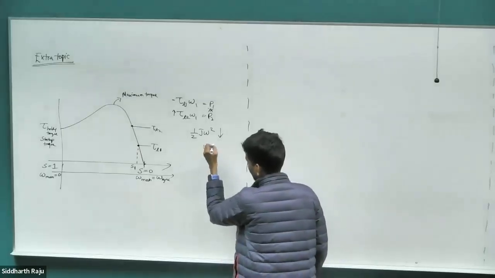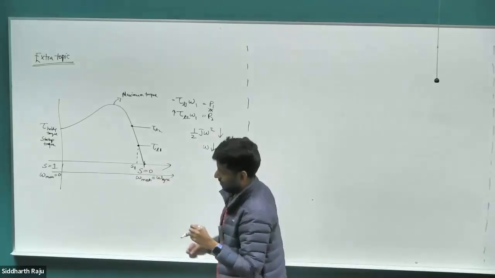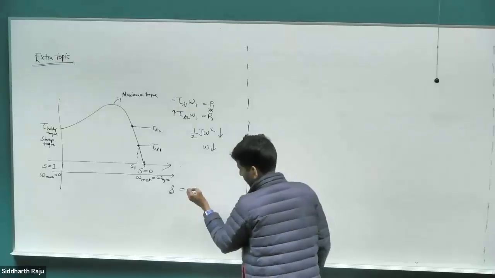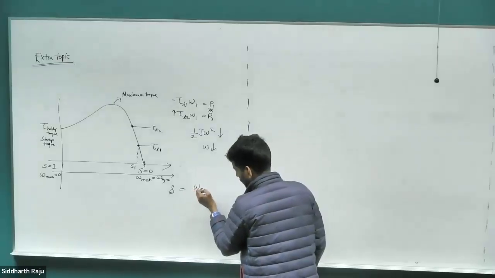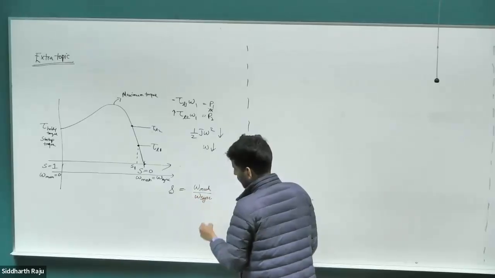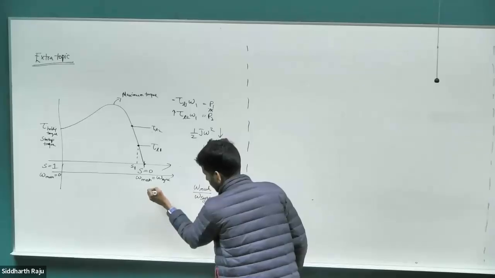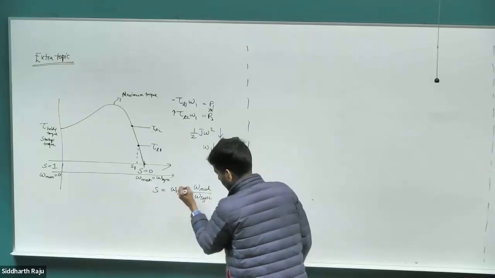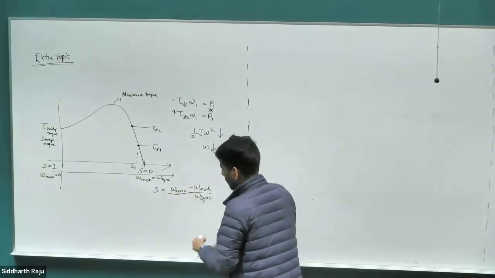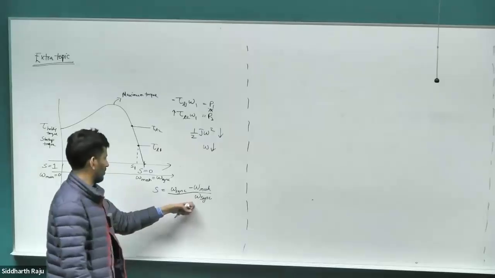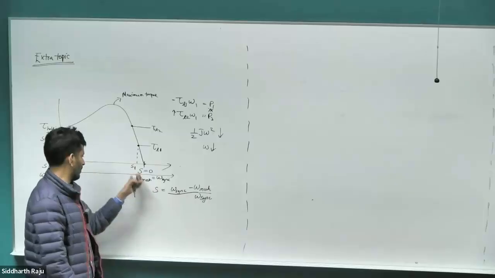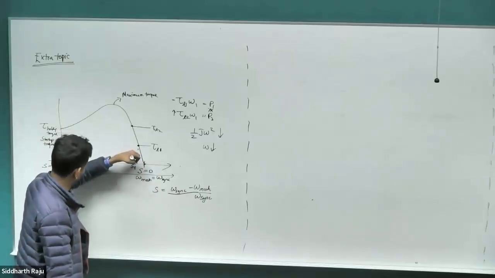So if the speed starts to come down, what happens? The slip starts to increase. Because what was the definition of slip? Slip was equal to omega synchronous minus omega mech, divided by omega synchronous. So as the mechanical speed starts to come down, our slip starts to increase. So we are starting to go farther out.